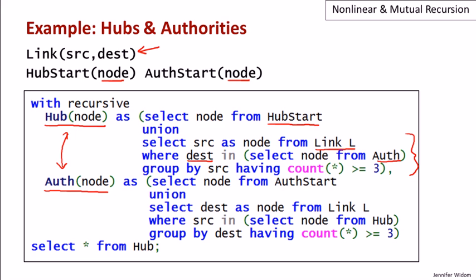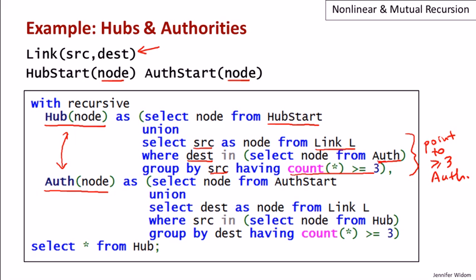And so we're going to find all of the sources that point to an authority. We're going to group by the source, so we consider each node one at a time, and then we count how many times it appears in the link pointing to an authority. So this is going to give us the nodes that point to greater than or equal to 3 authorities, which was our definition of hubs.